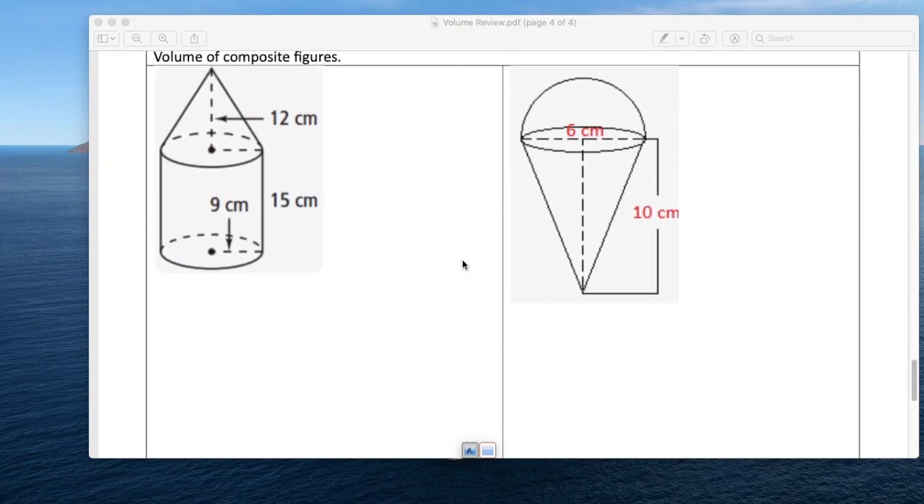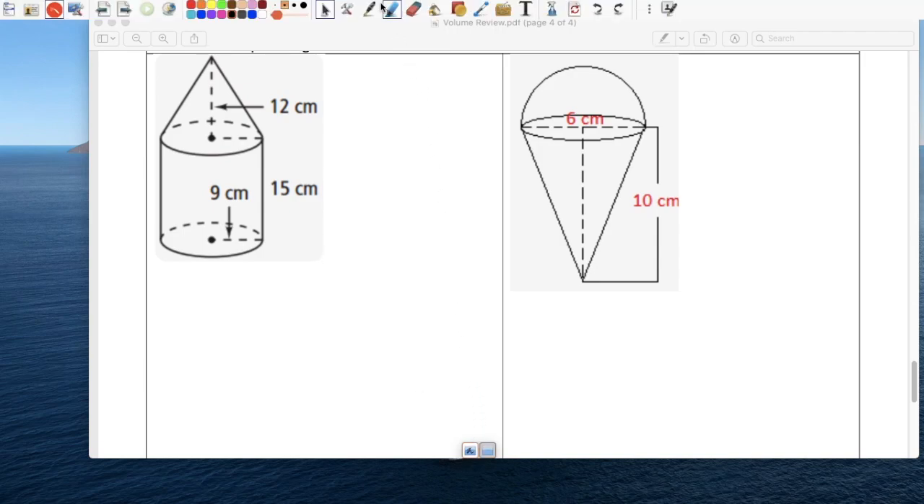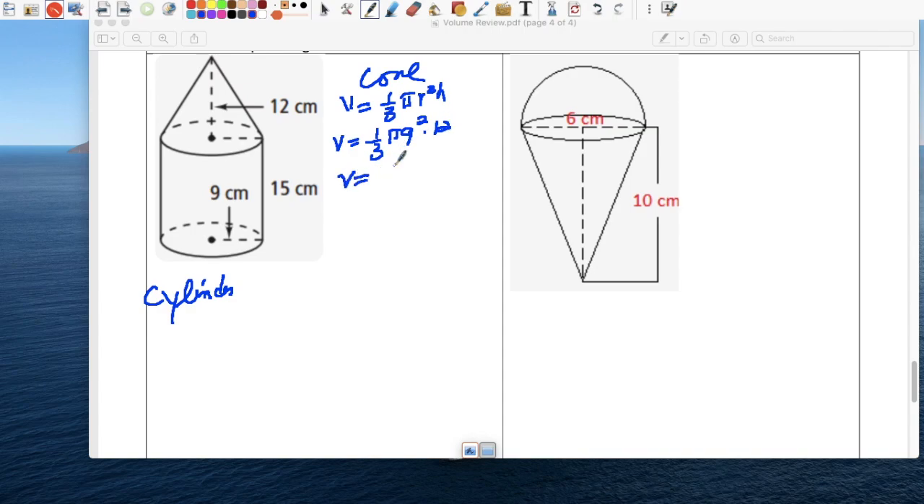Alright, composite is just 2 shapes in one, so it just means double the work. That's all it is. So let's do the cone. Now this cylinder here. The cone is 1/3 pi r squared h. The radius of the cone is 9, which is the same radius as the cylinder, so 9 squared, and the height of the cone is 12. Just plug that in, so we get 81, which is 9 squared, times 12, and then times 1/3 or divided by 3, we get 324 pi. I'm going to leave it in terms of pi, and I'll show you why in a second.